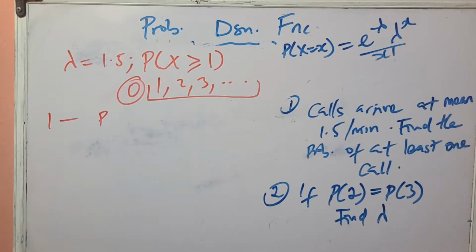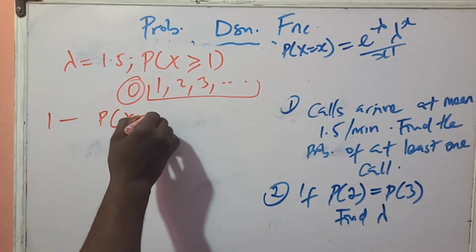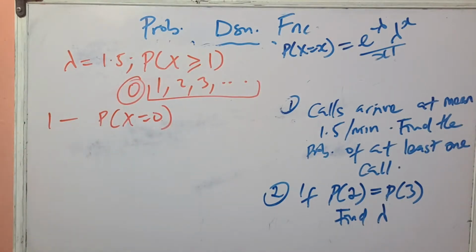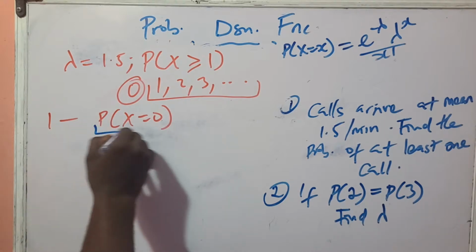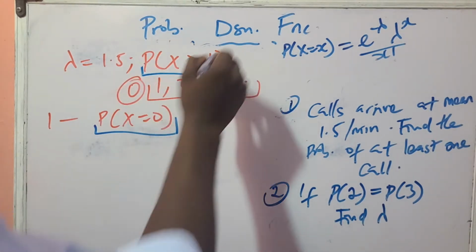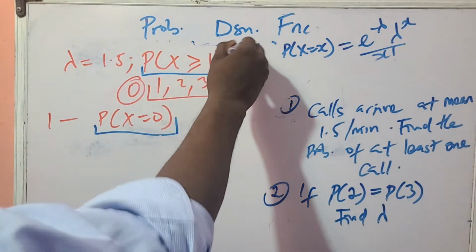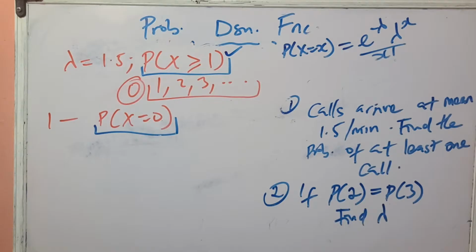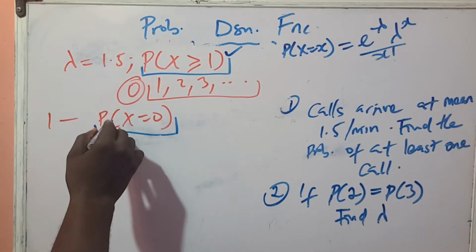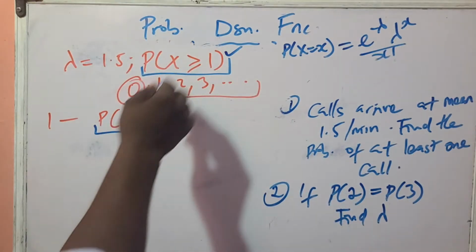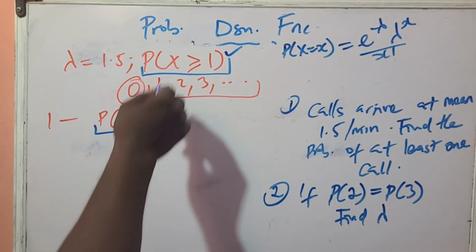And that will be 1 minus probability of x equals 0. That's what you'll be finding, because this, x less than or equal to 0, is the complement of this event. So if you subtract this from 1, you'll get this one. That's the concept of complementary events. The addition of this probability plus this probability must give you 1, because they are complementary events.